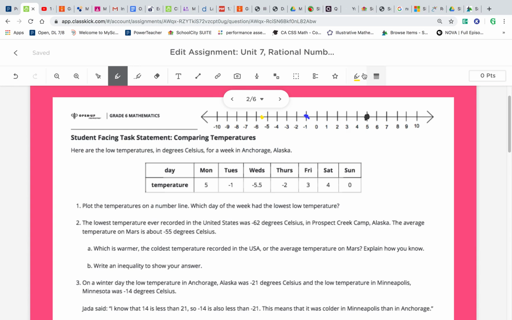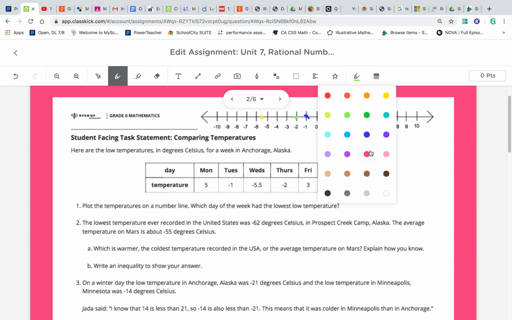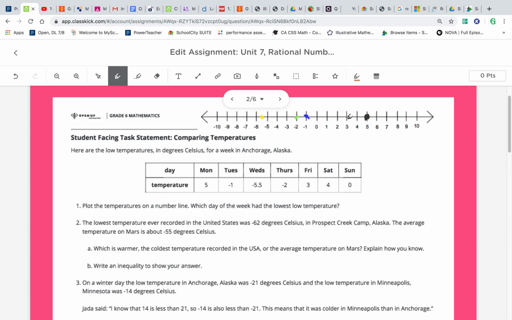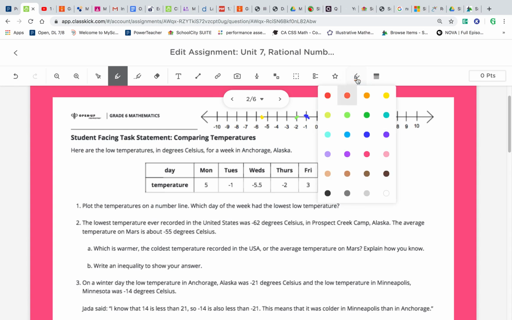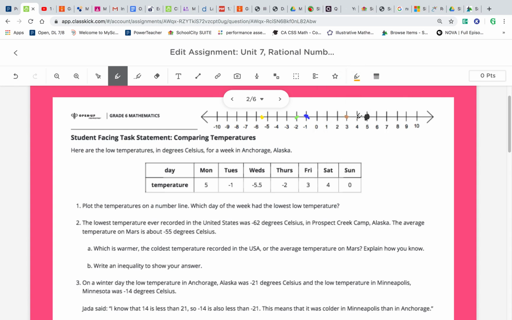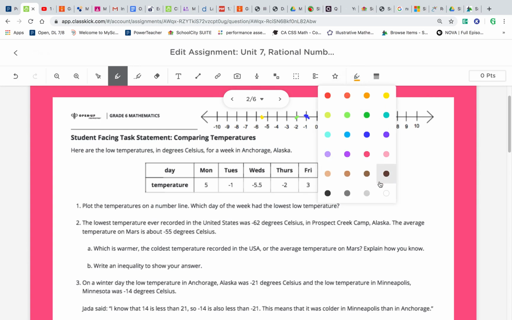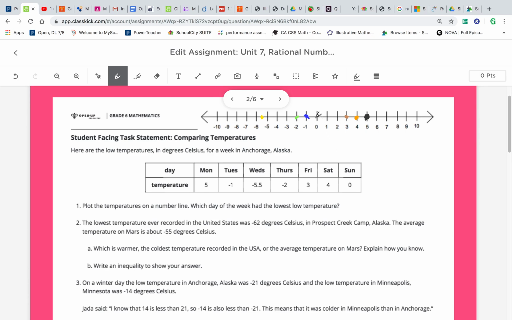Okay, and then for Thursday, Thursday is -2, so here's 0, and here's -2. All right, and then Friday is 3. So 3 degrees for Friday. That's still not very warm, but it's actually above freezing because we're using Celsius, so it's a little bit warmer than freezing. And then for Saturday, it's 4 degrees. Okay, 4 degrees. So we got Saturday right here. And then for Sunday, it was 0. 0 degrees. So how about we do a gray for 0?